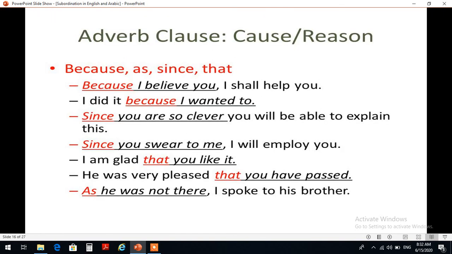Adverb clauses of cause or reason تدل على السبب. والأدوات التي تستخدم في هذا النوع من العبارات الظرفية هي because, as, since أو that. Because I believe you, I shall help you. I did it because I wanted to. Since you are so clever, you will be able to explain this. Since you swear to me, I will employ you.